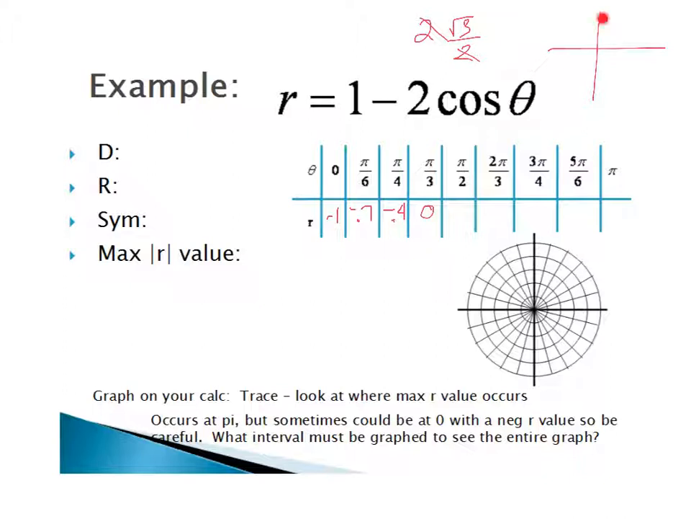Pi over 2. The cosine is 0. So cosine of pi over 2 is 0, times 2 is 0, and 1 minus 0 is 1. 2 pi over 3. That's up here. The cosine is going to be a negative 1/2. Oh, okay, so now this number that I'm multiplying by, I know I have a root 3 there, but I know it's now a negative 1/2. Which means that when I multiply by 2, it's going to cancel out. It's going to be a negative 1.